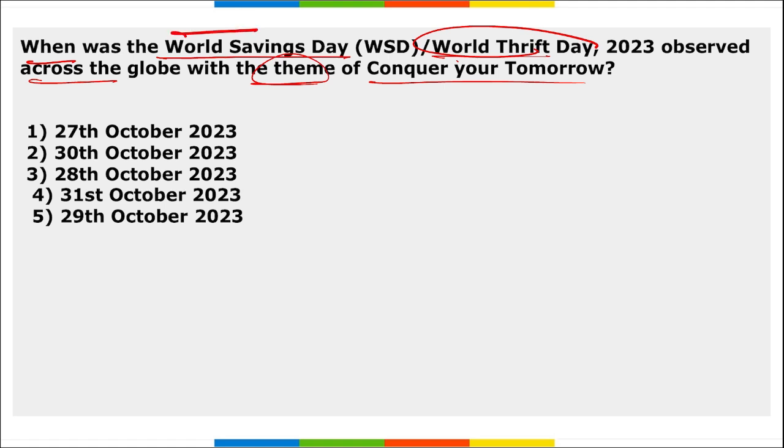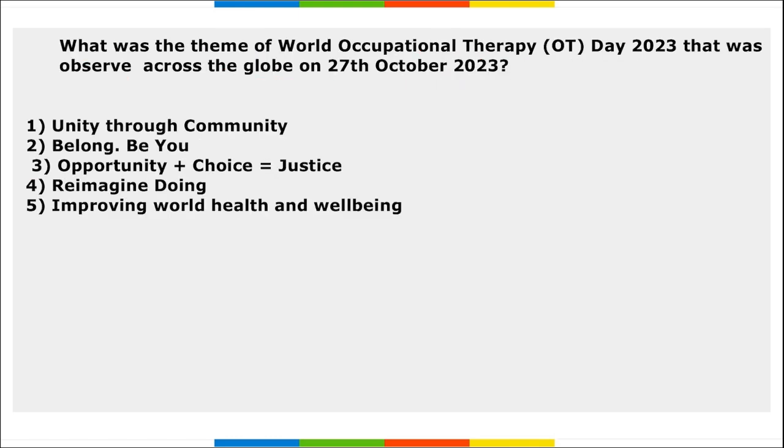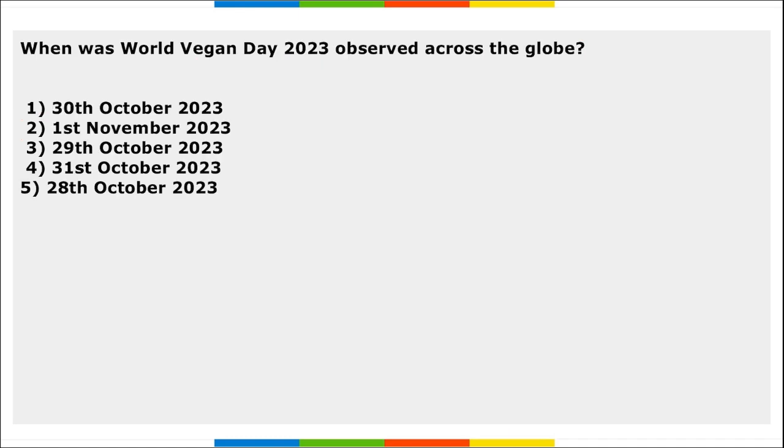So, World Savings Day, when do we observe it? World Savings Day was observed on 31st of October. Next, what was the theme of the World Occupational Therapy Day that was observed across the globe on 27th of October? The theme for this day was Unity through Community.